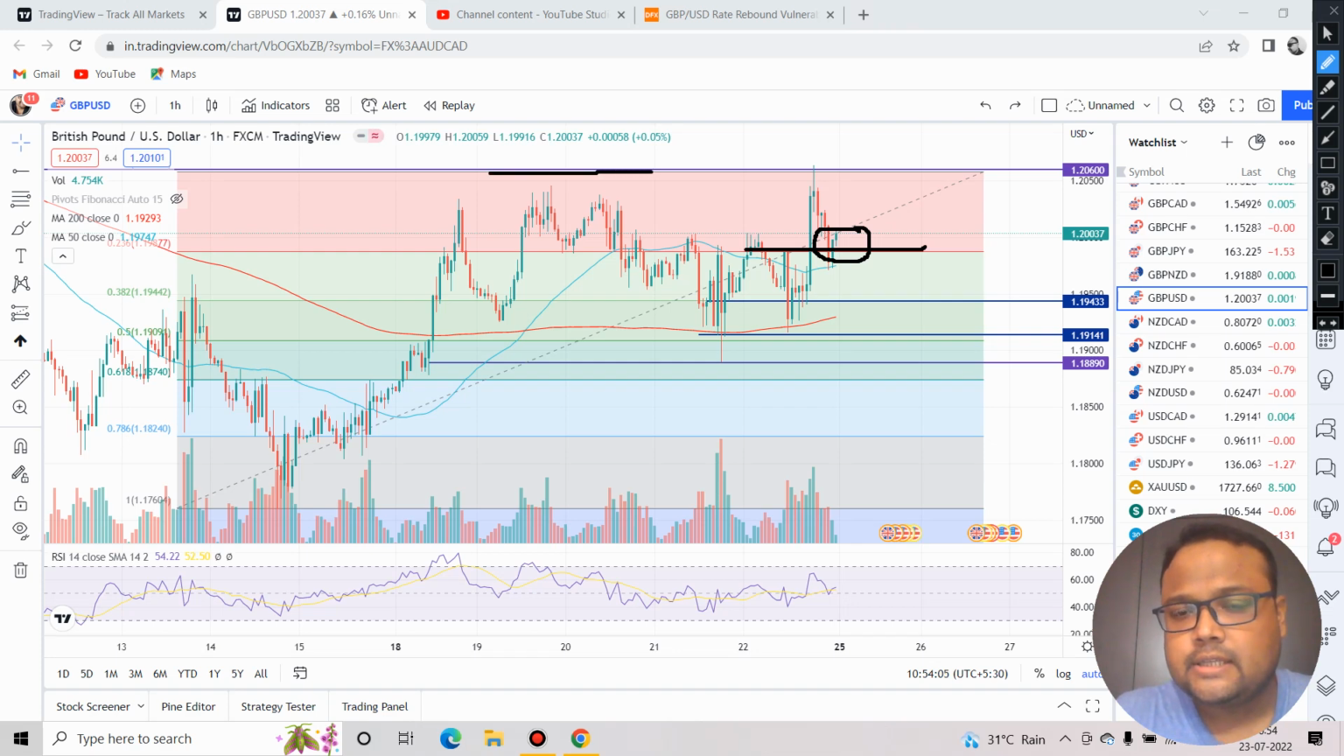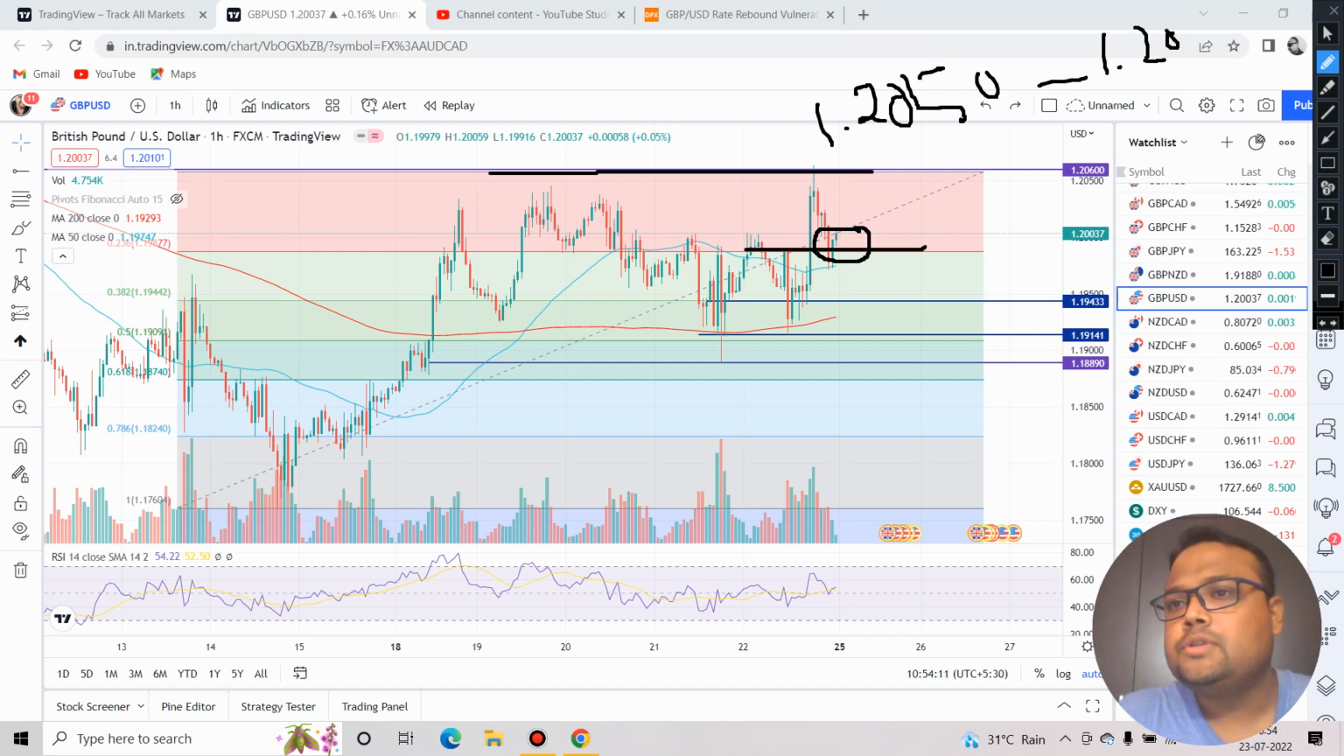1.2050, the resistance here, 1.2050 to 1.2060. This is the important resistance for GBP USD here. If market goes up after the market opening, then observe the market around this level. In a sideways market, usually we get trading opportunities on both sides because the number of sellers and buyers are almost equal. So yes, we can expect the market to reverse from here.